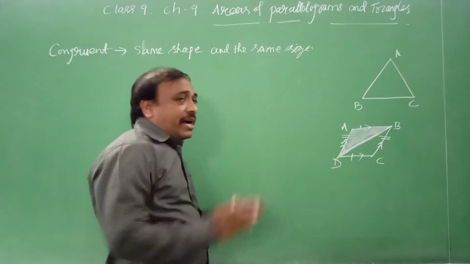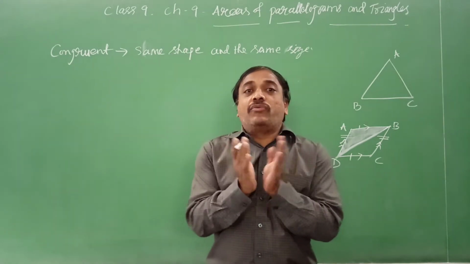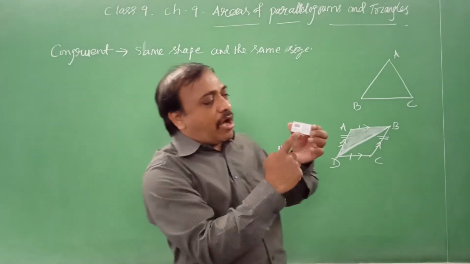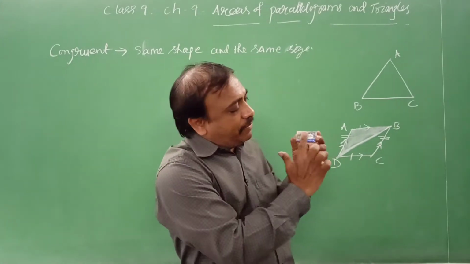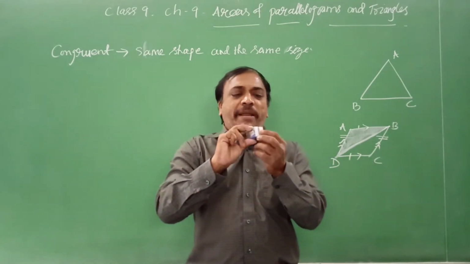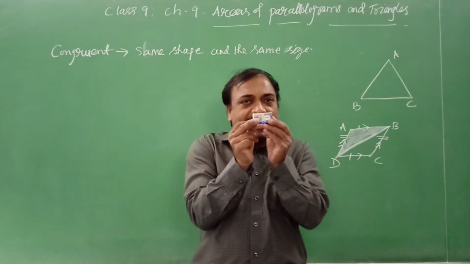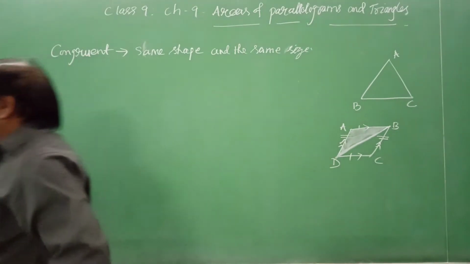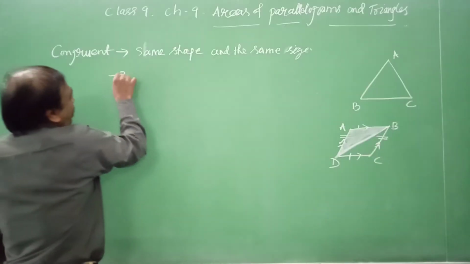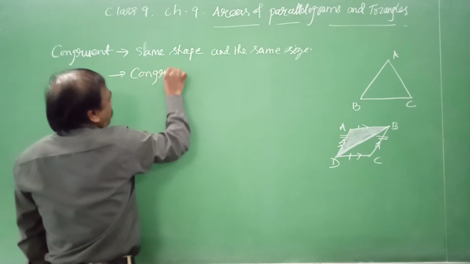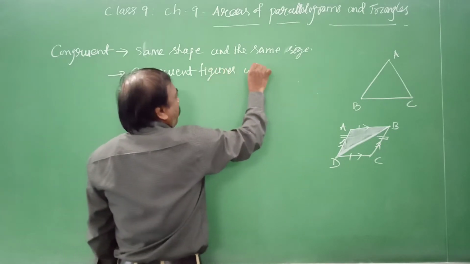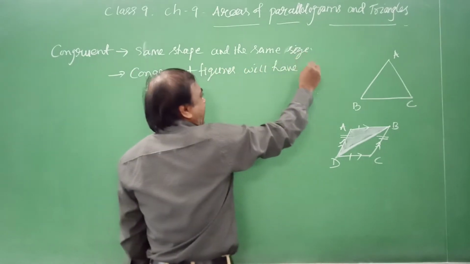Congruent figures will have equal areas. Just now I showed you that the area of this plane and the area of this plane are both the same. When you place one upon the other, they coincide. So congruent figures will have equal area.